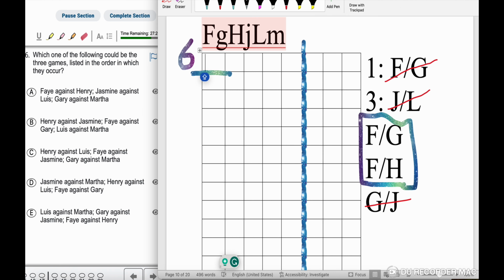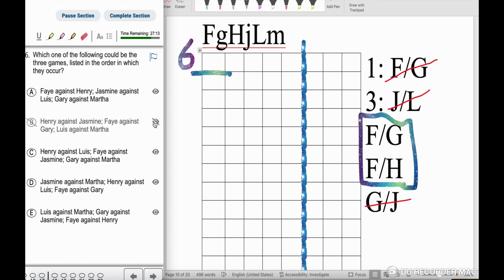Question 6. Which of the following could be the 3 games listed in the order in which they could occur? F is not allowed to play against G, so let's see if F is against G in any of these games. F is against G in B, so go ahead and eliminate that. That's called process of elimination, taking out one choice at a time. J and L are not allowed to play in what you consider the third game. So F and G can't play in the first game with each other. So we're seeing that F and G in the first game, they're not playing. Now in game 3, it's going to be J and L.